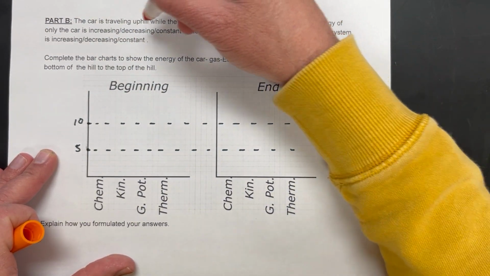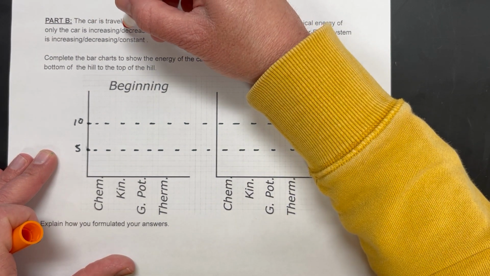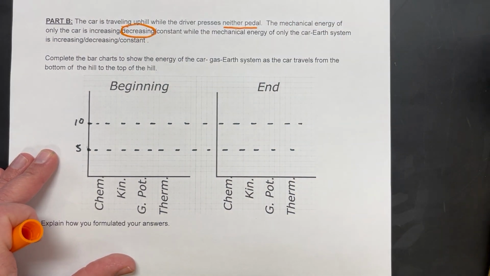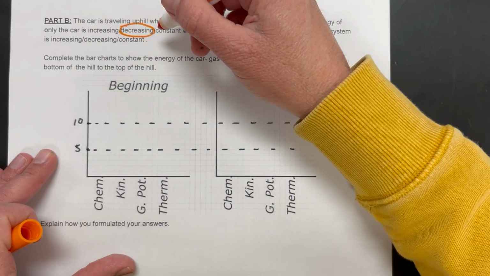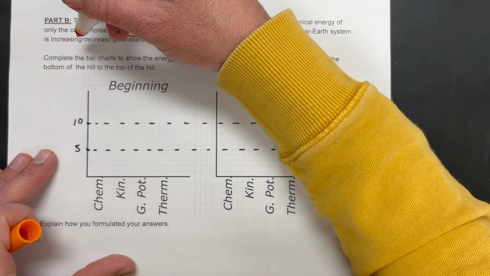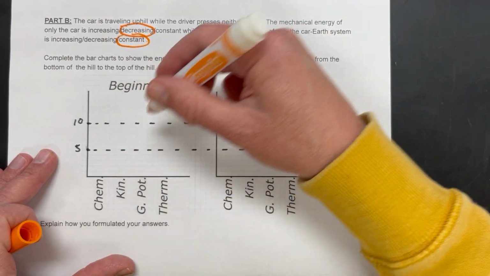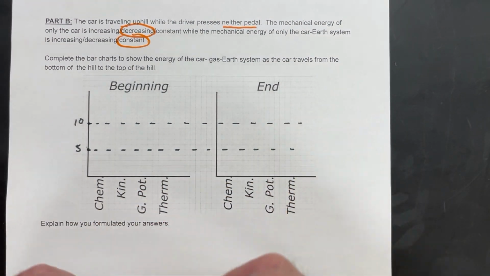If we don't press either pedal and just coast up the hill, we're going to lose speed, and we're going to have our car's velocity and therefore kinetic energy decreasing. While the mechanical energy of the car-earth system would be constant, because in that case our kinetic is becoming potential, and we can keep it there.